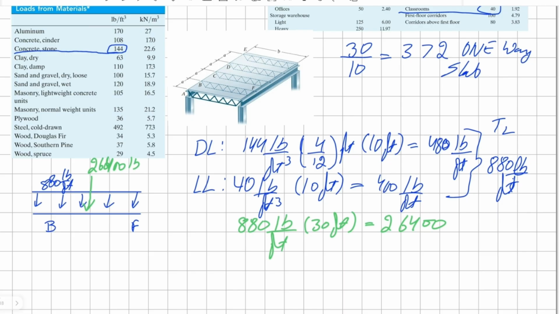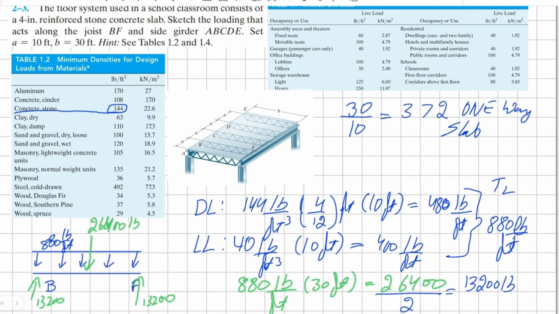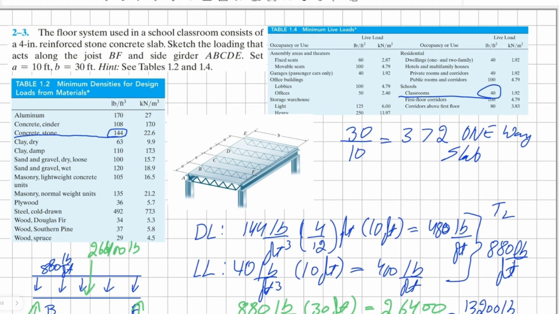Now we simply need to divide this load by 2 in order to find the load being exerted on each end of this joist. And this comes up to 13,200 pounds, and it will be located on B and F. Okay, now we can proceed to our next adventure, that is to find the loading for girder A to E.